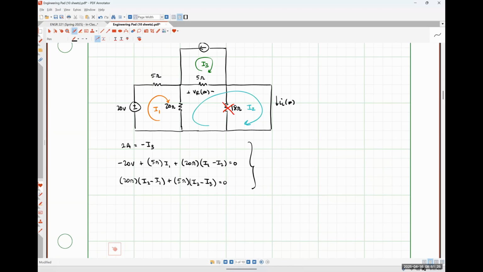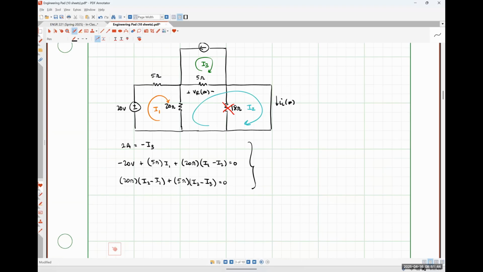So since nobody's saying anything, I will assume these equations are correct. And so now I'm just going to throw them into my system solver on my calculator. In my first equation, my coefficient for I1 is 0. My coefficient for I2 is 0. My coefficient for I3 is -1. And my constant term is 2 amps.